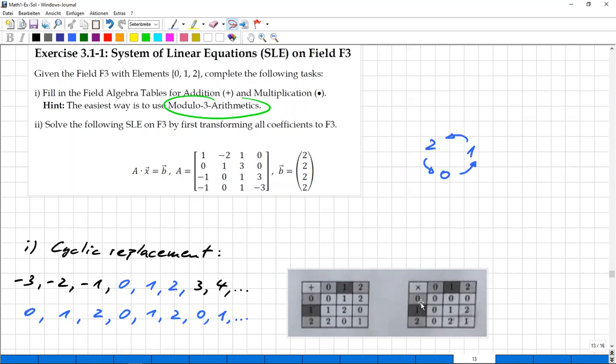Let's look at the multiplication table. Again, this is easy. 0 times 0 is 0. 0 times 1 is 0, and also 1 times 1 equals 1. But then 1 times 2 is fine. It equals 2.